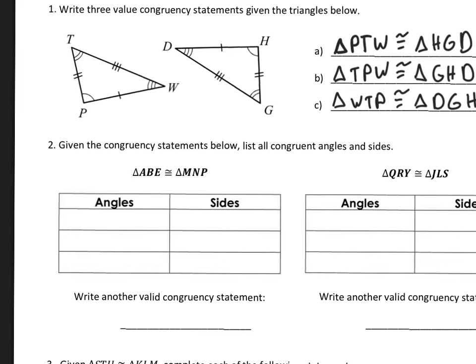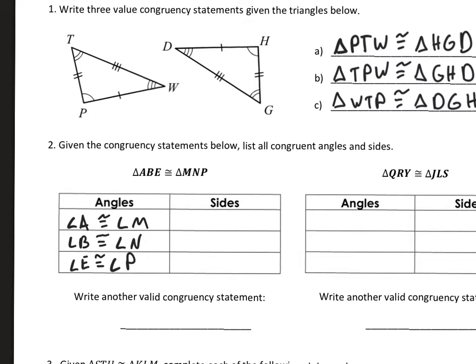All right, we have triangle ABE is congruent to triangle MNP. Now remember, order is essential in this. So the first angle listed, A, will correspond with the first angle listed in the other one, M. Angle B is the second one listed. That will be congruent to angle N, the second one listed in the right triangle. And then angle E is congruent to angle P. All right, I'm just looking at the statement.